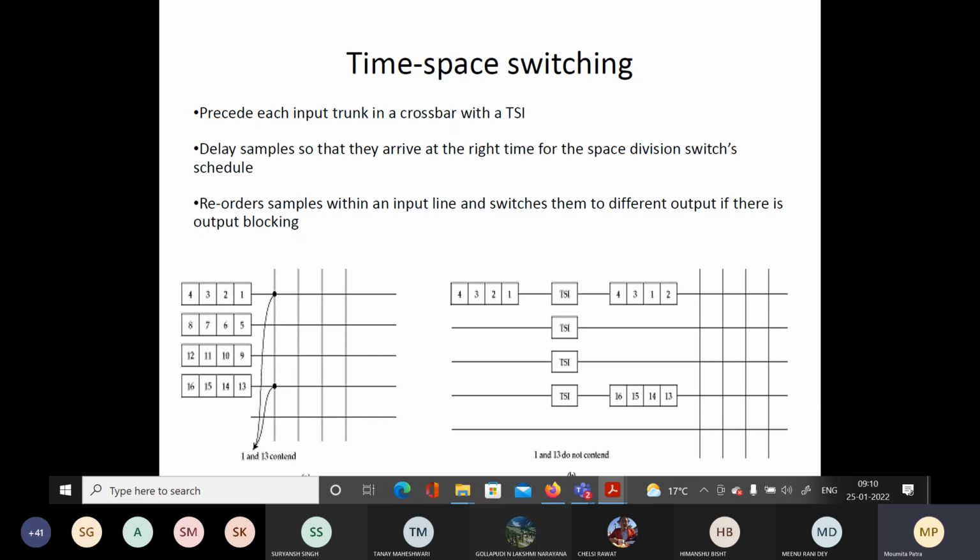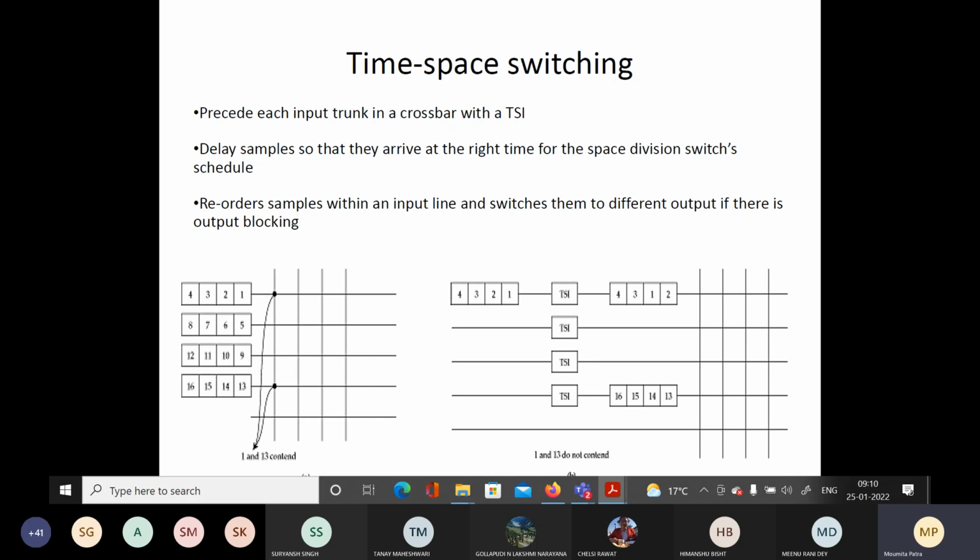So in general, the input that we are getting to the crossbar is actually multiplexed input, right? So what can we do here? The samples that are arriving at these crossbar switches, also please remember a crossbar switch is a space division switch, right? Whenever the samples are arriving, if there is a contention between the destination ports, I mean for any input to the destination port, then what can we do? We can actually delay that using a TSI. Okay, we can delay the sample.